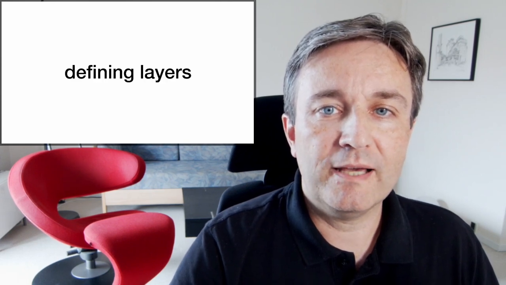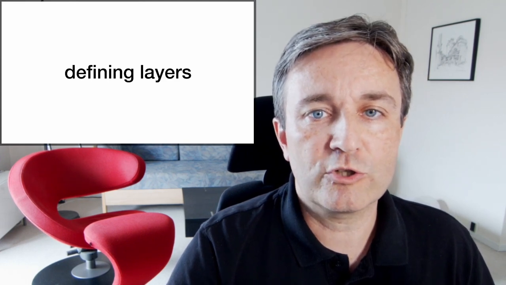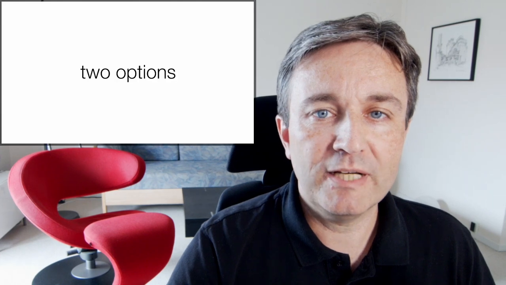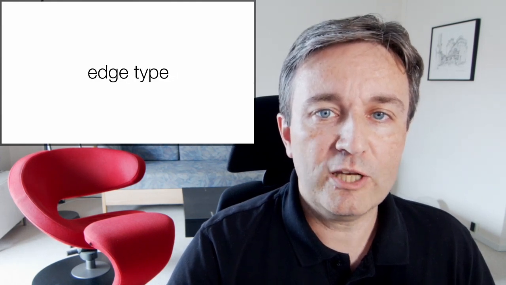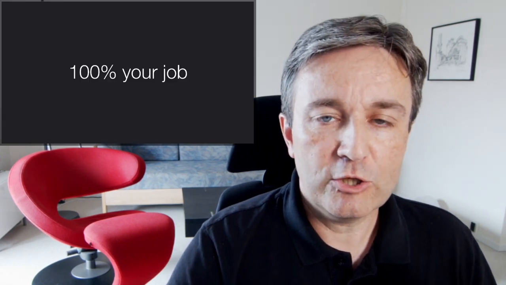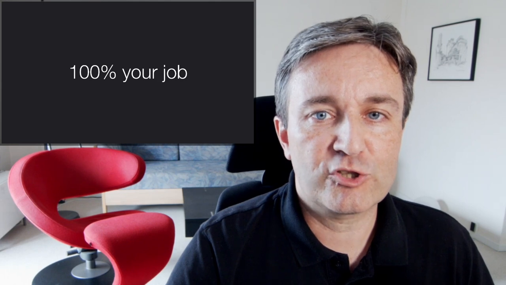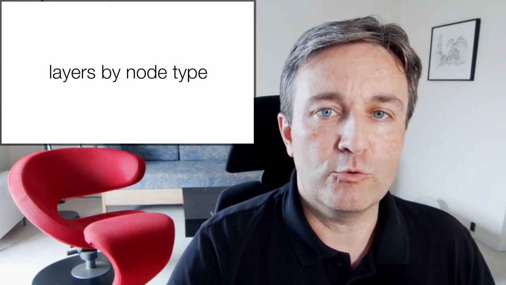At this point, you might be asking yourself, but where do the layers come from? How do you define which nodes go into which layers? And there are really two options. Either it's based on the node type, or it's based on the edge type. The bad news is that it is 100% your job to assign nodes to layers. Let's start with layers by node type.